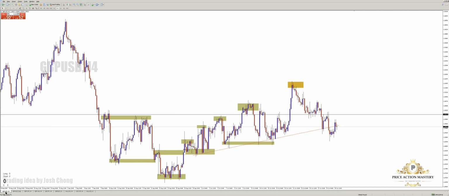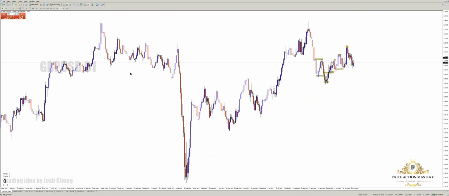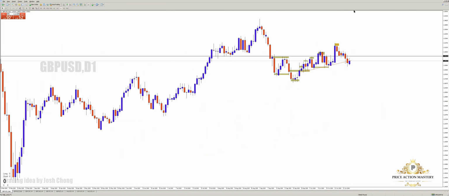The next will be GBP. We only look into the daily time frame. First is GBP USD. I believe everyone will know that this is a so-called trend line. Now the market has just broken a trend line.